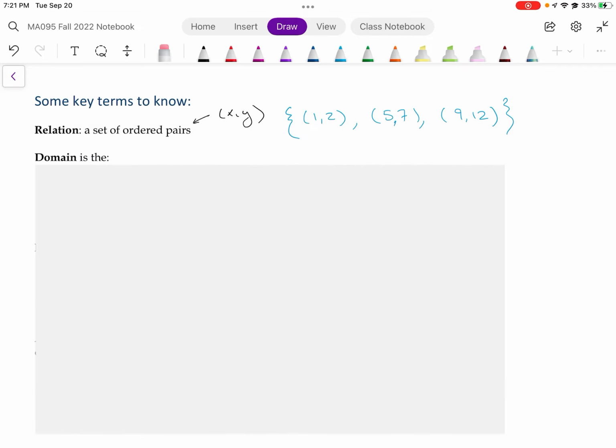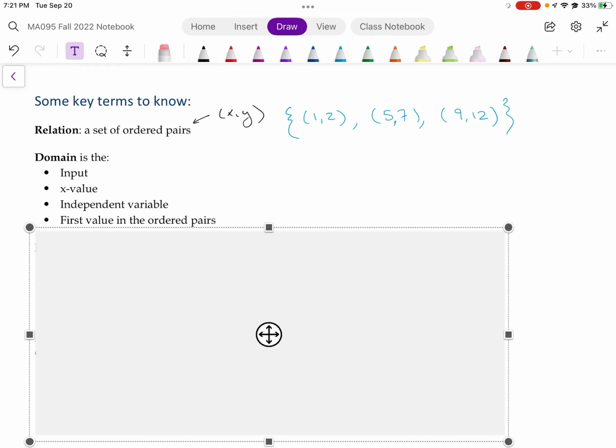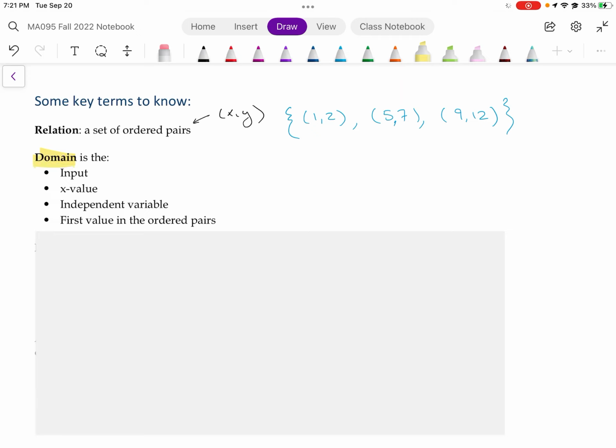All right, so let's talk about what a domain is. Let's look at those numbers there also and think about what is the domain of that relation right there. The domain is the input value. The x value is considered the input, and the independent variable is also what it is considered. So the domain is the input, the x value, the independent variable. It's the first value in the ordered pairs. So the domain is the first number when we have a set of ordered pairs. It's the x value.